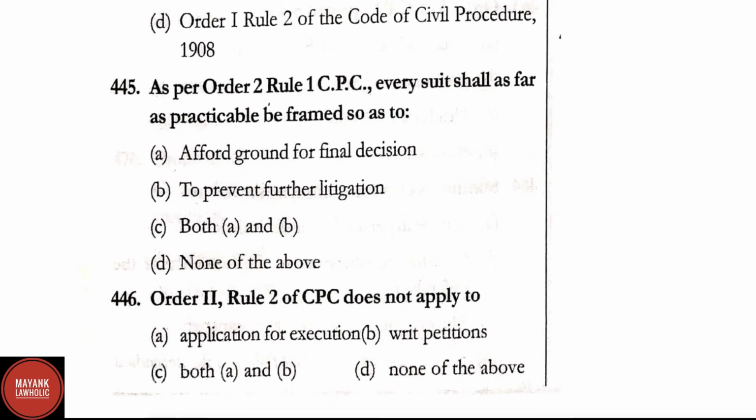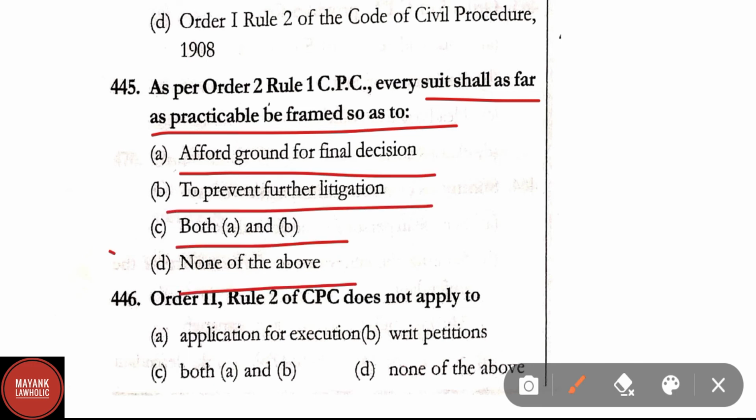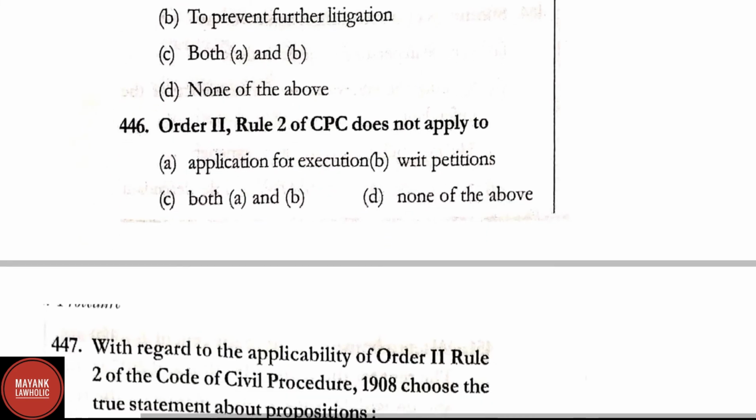Question number 445. As per Order 2 Rule 1 CPC, every suit shall, as far as practicable, be framed so as to afford ground for final decision, to prevent further litigation, both A and B, none of the above. Here the correct answer is option C, that is both A and B: to afford ground for final decision and to prevent further litigation.